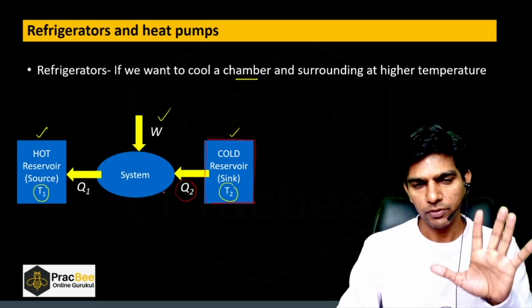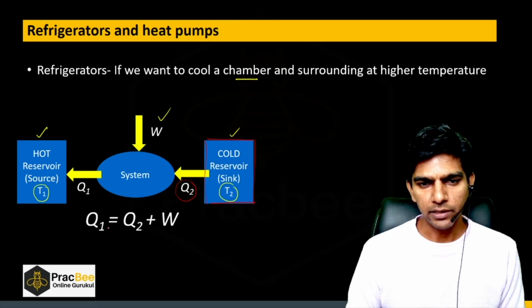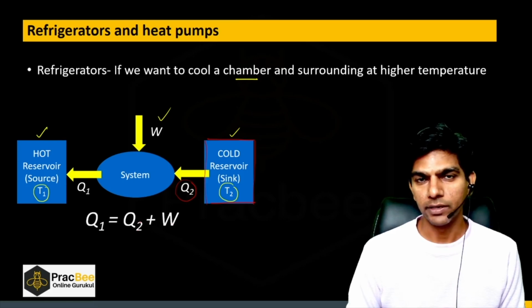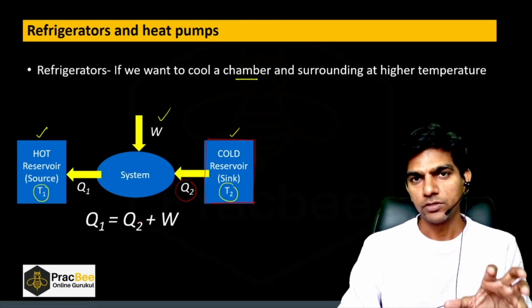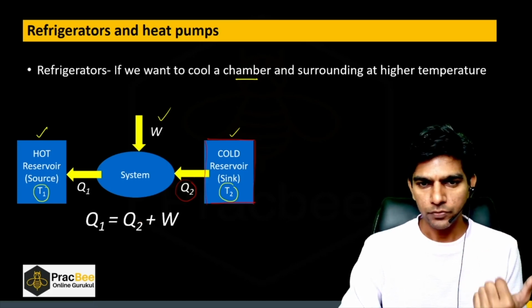So first of all, if I apply energy conservation for this system, we can clearly see that work done will be Q minus Q1 minus Q2. And in a refrigerator, we'll talk about a new quantity, which is coefficient of performance. So what is the coefficient of performance?